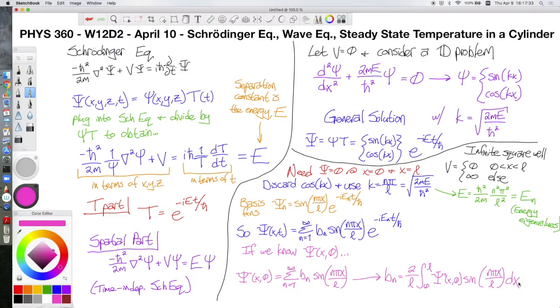but your homework problem is one that gives you a value of the wave function at t equals 0 and asks you to find the appropriate values of b sub n so that you can expand your wave function in a Fourier sine series as we have before.